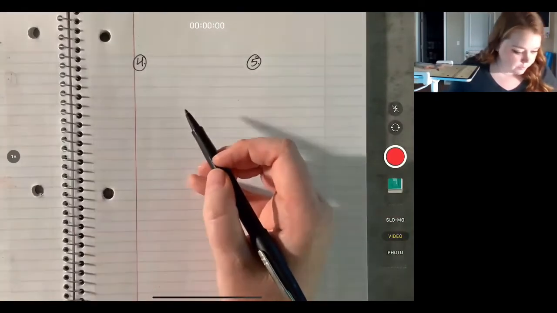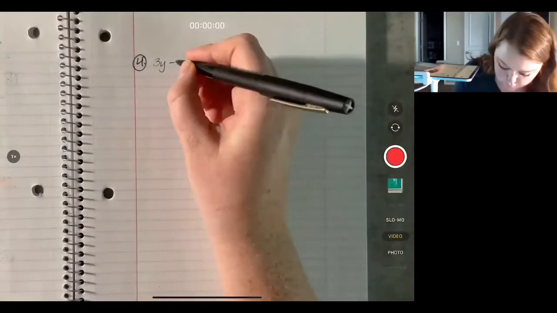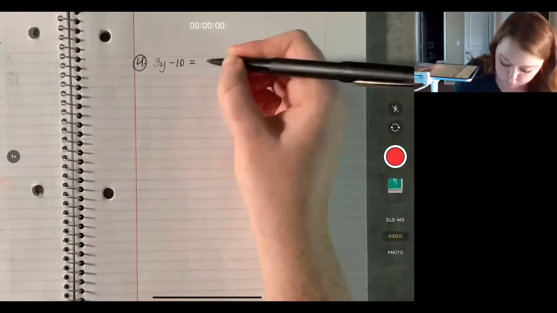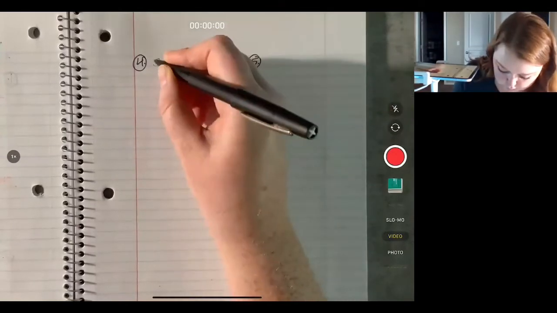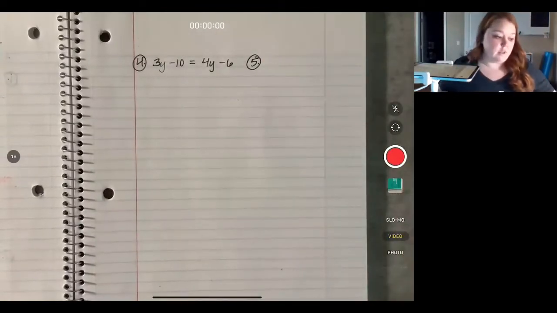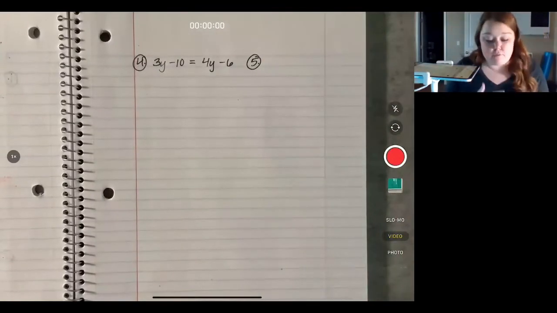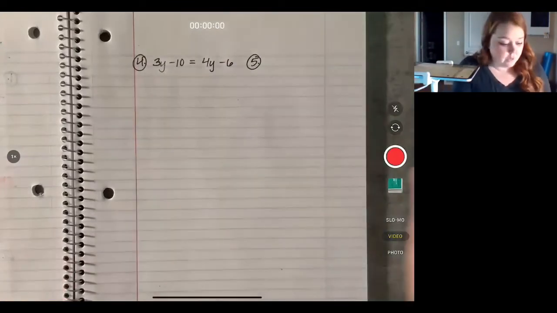Here is number 4. 3y minus 10 equals 4y minus 6. You want to get your variables to one side, constants on the other. If you're feeling okay, I recommend stopping the video right now, trying it out, then push play.